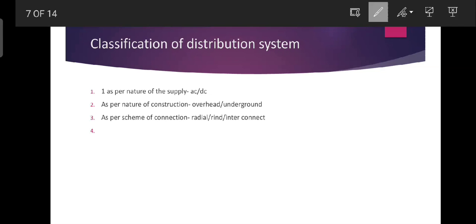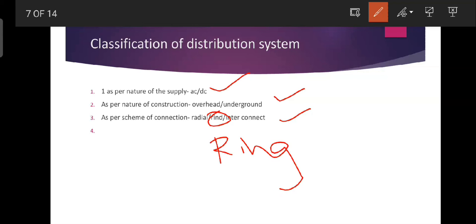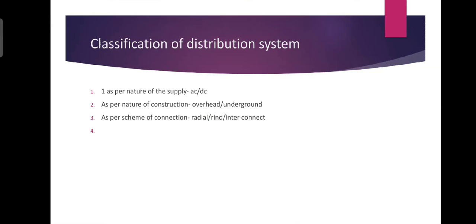Okay, so there are mainly three types of distribution system. One is AC and DC type as per the nature of supply. As per the construction, another is overhead and underground type. And as per the scheme of connection there are three types: radial, this is the ring type, and this is the interconnected type. Okay, so let's see one by one.